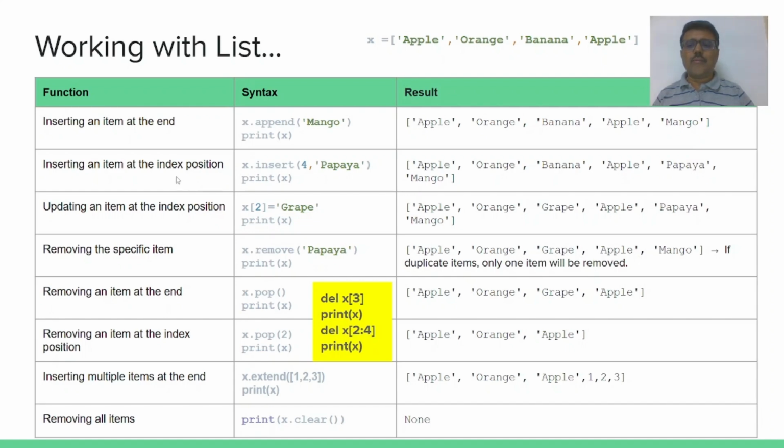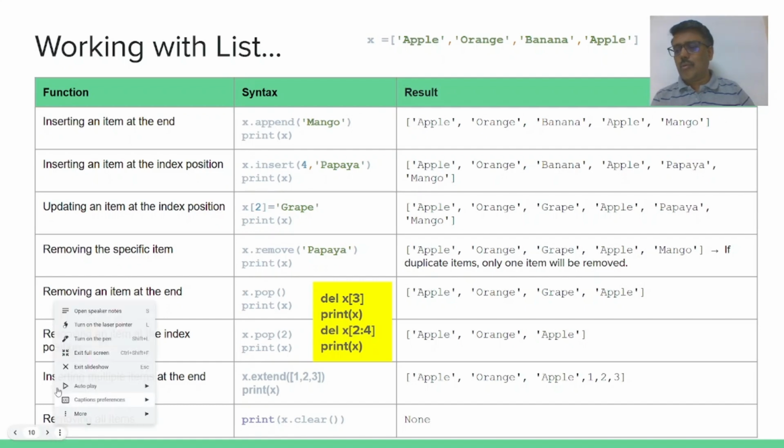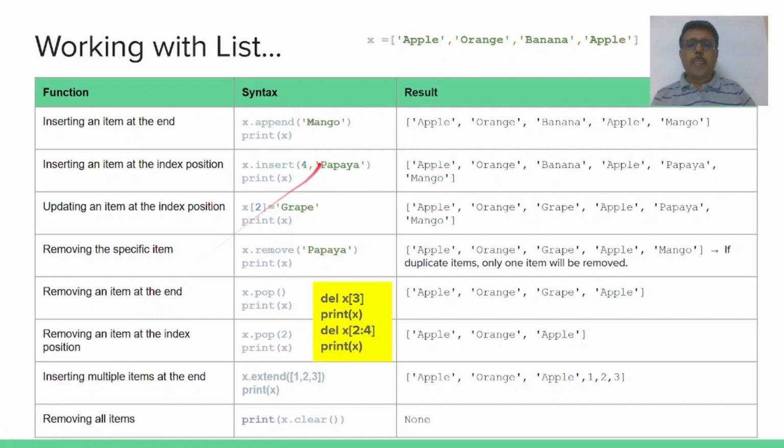Now what we'll do is perform certain insert, update, and remove operations. All those things we will be learning now. Just quickly understand it. For example, I have a list of items here. Let me open the pane. I have 4 items here now.